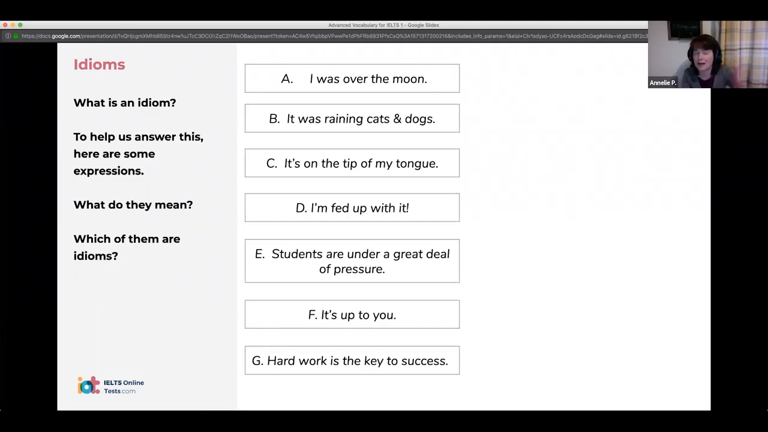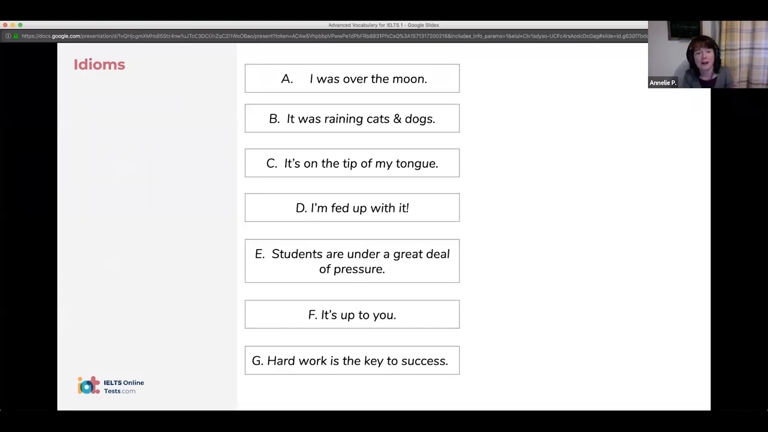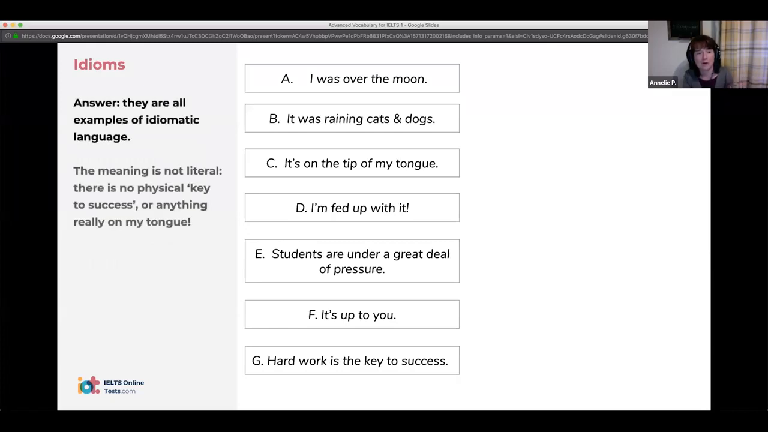You cannot translate these into a different language, word for word, and have it mean the same thing. Doesn't make any sense whatsoever. So, yes, they're all idiomatic. They can't be translated. There is no key to success. It just means it's the path or the road to success, as people were saying.